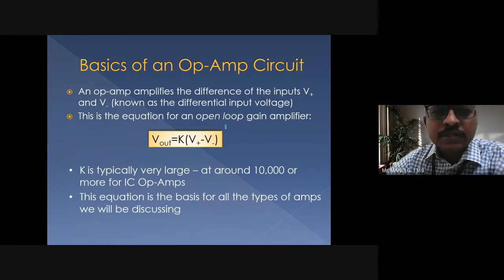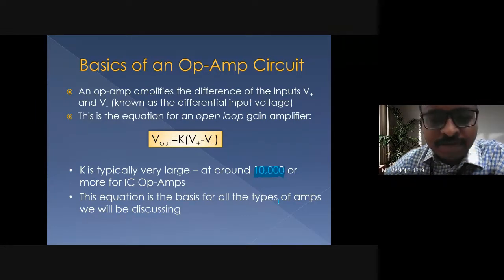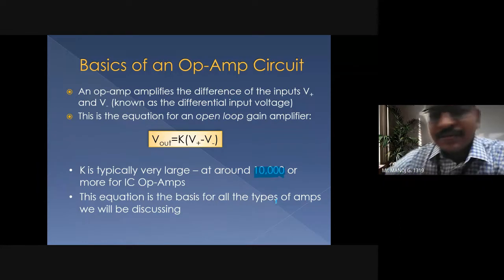So this is the basic op amp. All of you know, right? So the open loop gain is given by V out equal to K into the difference of the input voltages. And the value of K is something amazing. Look at the value. It's close to 10,000. So that is phenomenally big. Yes or no?